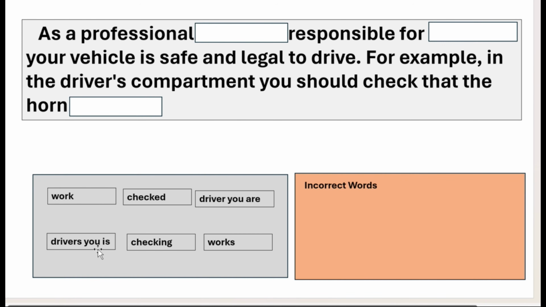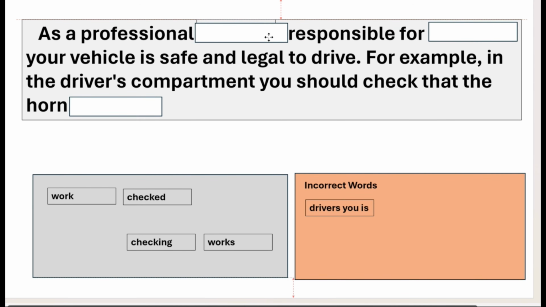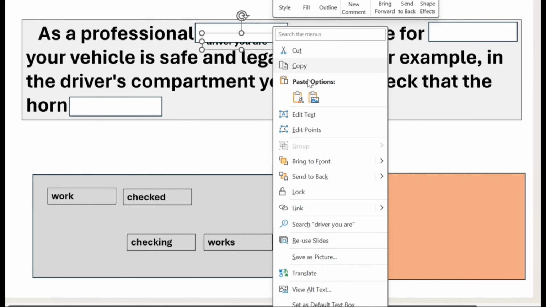So I don't need to explain this one, because if I need to explain this, it's just basic English. Like drivers you is, it's not gonna make any sense. So as a professional driver, you are responsible. Okay, you are.